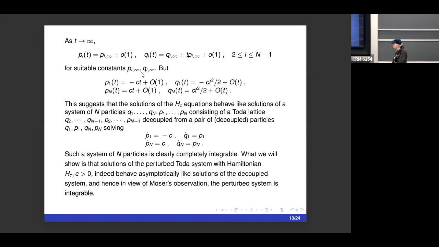Such a system of n particles is clearly completely integrable, once we believe the duck test, right? What we will show is that solutions of a perturbed system with Hamiltonian H_C, C positive, indeed behave asymptotically like solutions of a decoupled system. And hence, in view of Moser's observation, the perturbed system is integrable.